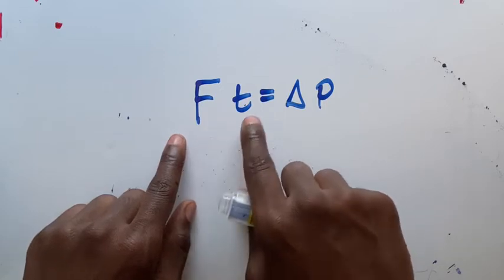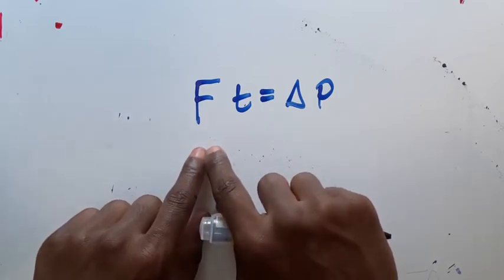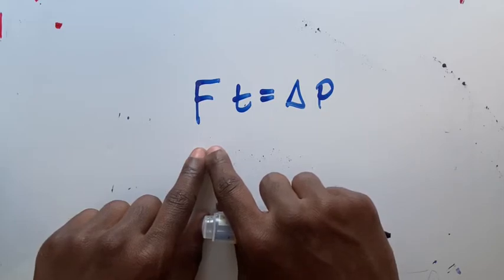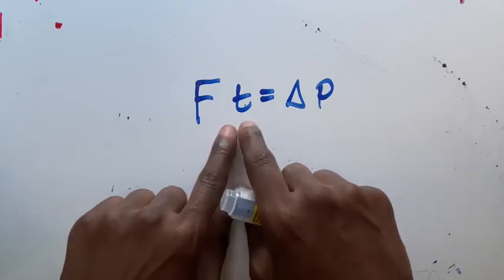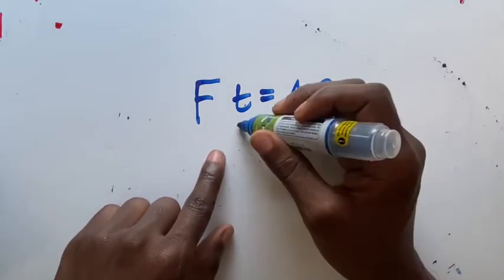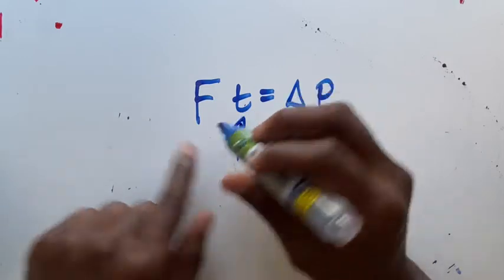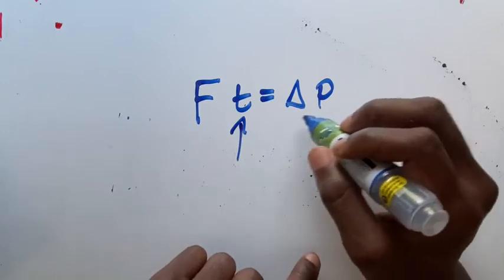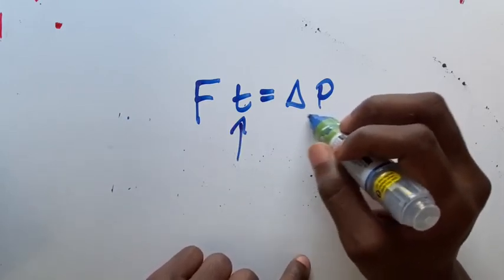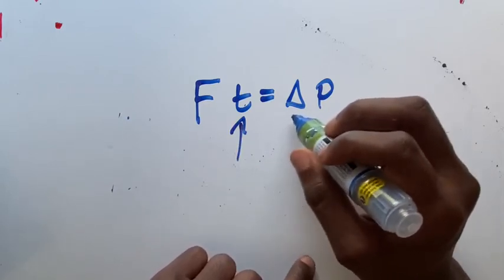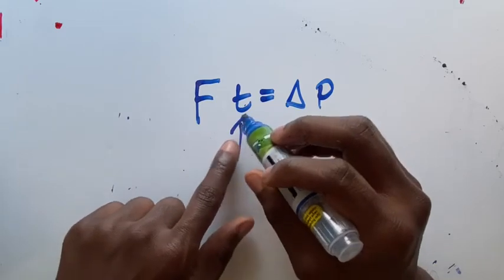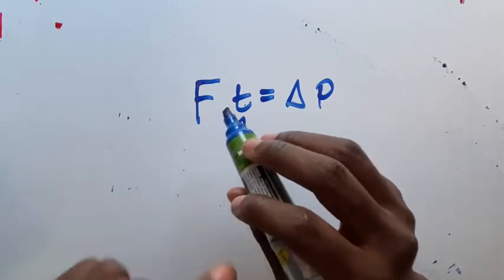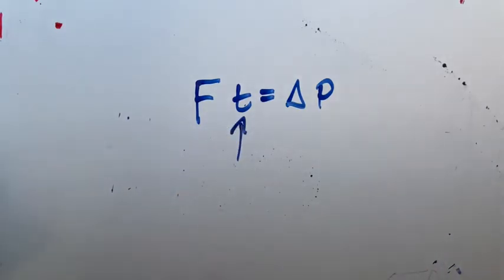So actually, the answer here is going to be, it may not break because of this longer time to stop, right? Because if T gets bigger, then the force has to get smaller, because the impact or the change in momentum is going to be the same either way. And so if T gets bigger, then F has to get smaller. So the answer to this one is going to be A, a longer time to stop.